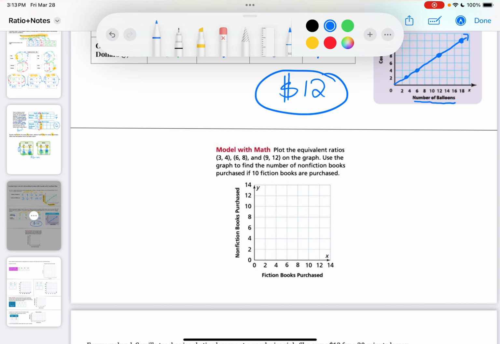It says, model with math. Plot the equivalent ratios 3, 4, 6, 8, and 9, 12 on the graph. Use the graph to find the number of nonfiction books purchased if 10 fiction books are purchased. So we have fiction books down on the bottom, nonfiction books on the y-axis. So let's graph 3, 4. So over 3, up 4. 6, 8 would be over 6, up 8. 9, 12 would be over 9, up 12.